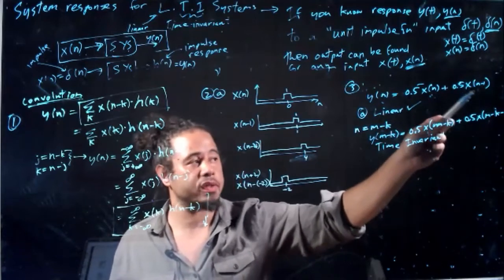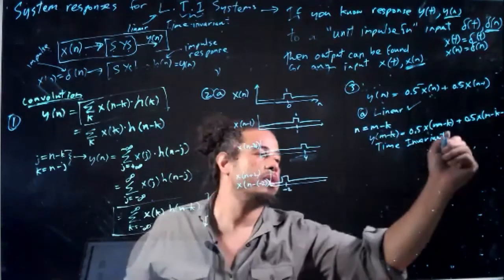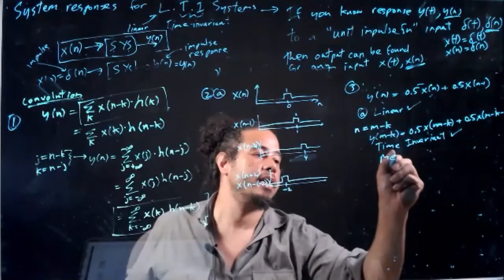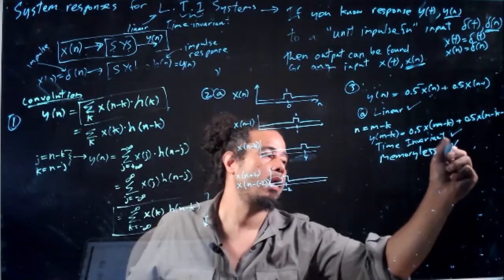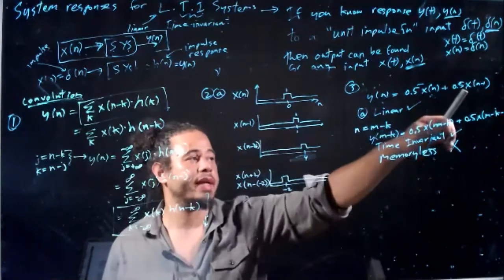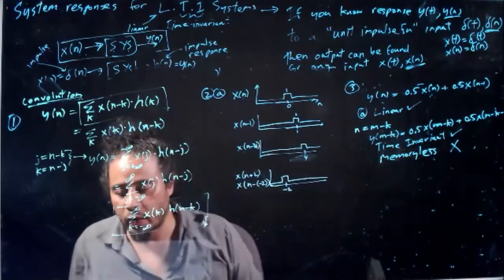It depends on x at some previous time point. And so the system is time invariant, but it's not memoryless. Right, and that's because we have an x of n minus 1 term contributing to y of n.